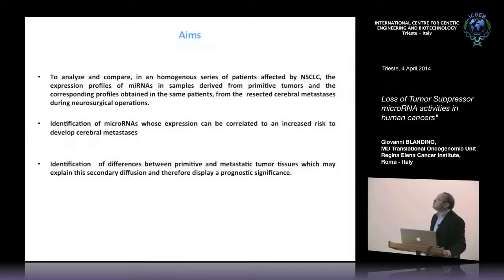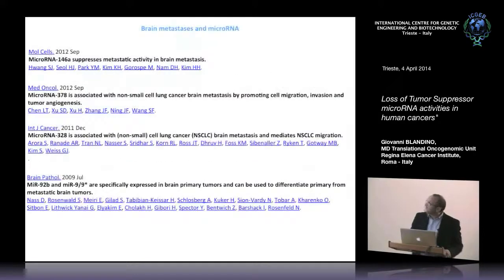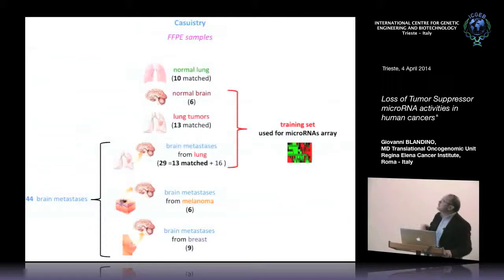Of course, the aim was to compare, in a homogeneous series of patients affected by non-small cell lung cancer, the profiling of both the primary tumors and the matched brain metastases, to see where some microRNAs were and whether this can have some influence. This is the collection we were able to recruit at our institute, and we also had some additional material to increase and enlarge the quality of our results.